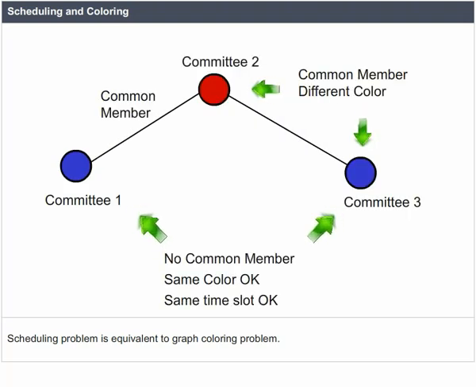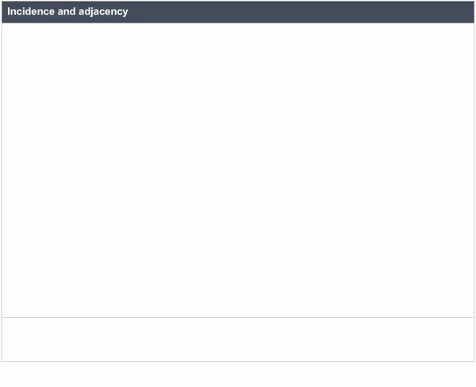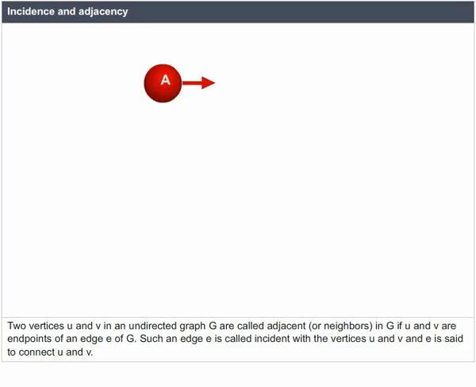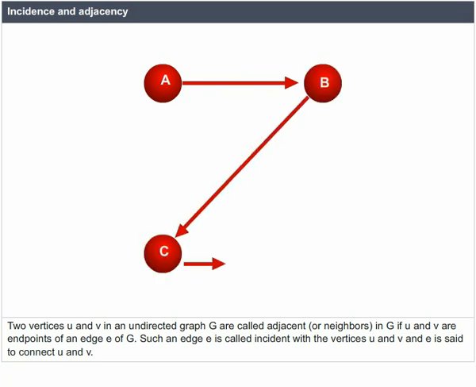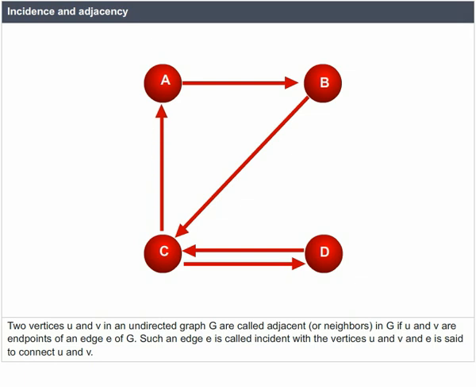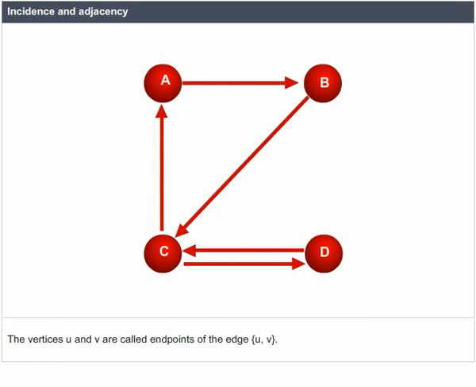Incidence and adjacency. Two vertices u and v in an undirected graph G are called adjacent or neighbors in G if u and v are endpoints of an edge e of G. Such an edge e is called incident with the vertices u and v, and e is said to connect u and v. The vertices u and v are called endpoints of the edge (u, v).